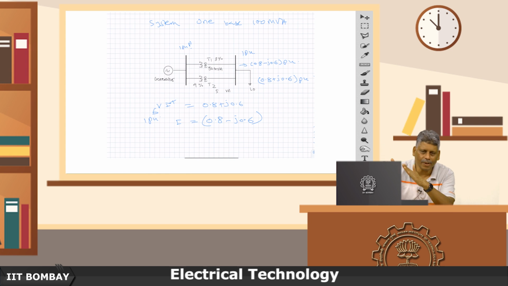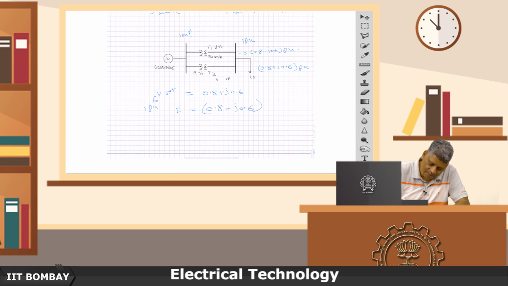You know what is 1 per unit current on the primary side, and you know what is 1 per unit current on the secondary side. So, if I ask you the current in amperes referred to the primary, multiply it by the base current of the primary. If I ask how much this per unit current translates to in amperes or kiloamperes when referred to the secondary, multiply it by the base current of the secondary side. But for calculation, this is the thing.